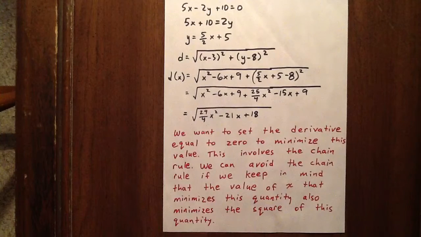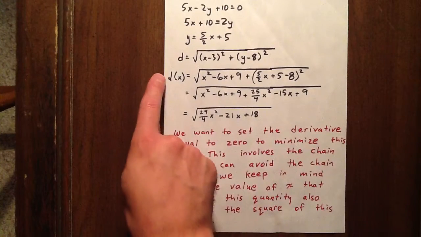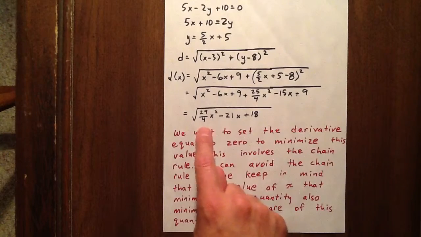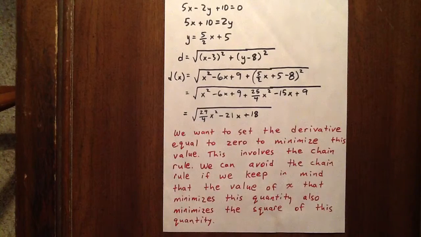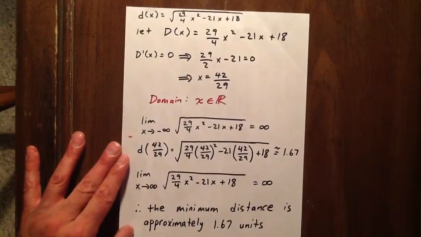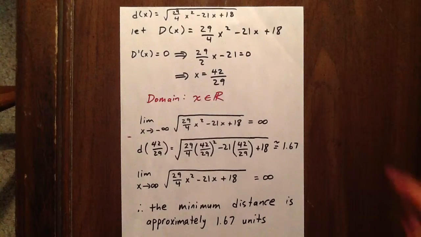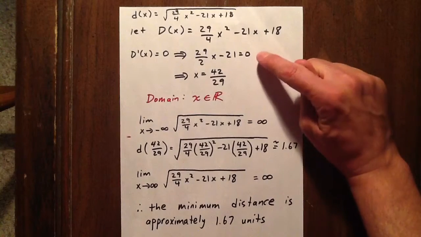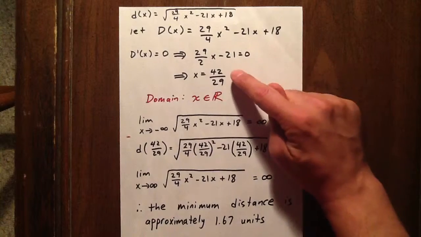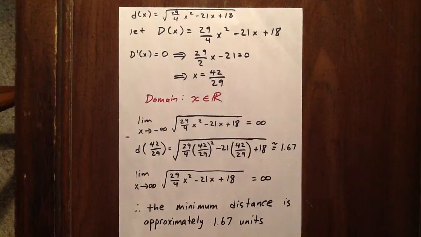So, what we're going to do is let capital D of x be simply 29 over 4 x squared minus 21 over x plus 18, as shown here. So, letting that happen and taking the derivative of that quantity, we see that x is 42 over 29.